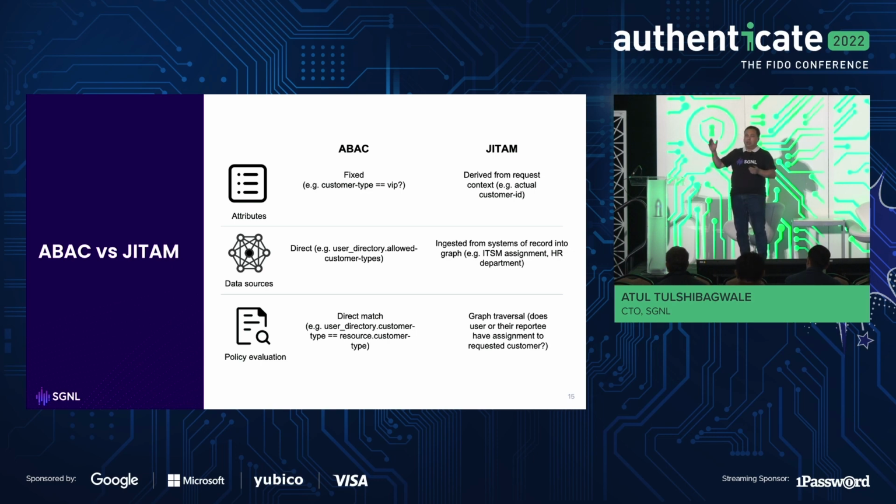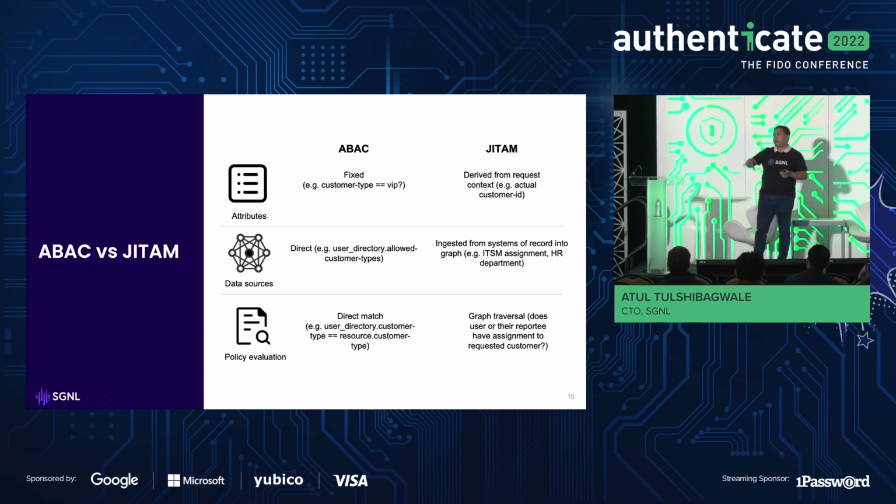So there is a level of indirection, there is a kind of level of graph traversal that you can do. For example, taking a slightly different example, let's say a customer service representative is trying to access a particular customer's data, right? What you want is, hey, why is this person trying to access this data? Does he have a customer service case that is assigned to that particular customer? Does any of his reportees have a case assigned to that customer, right? So all this you can do using this sort of graph-based query.